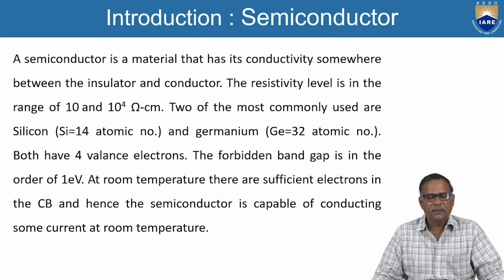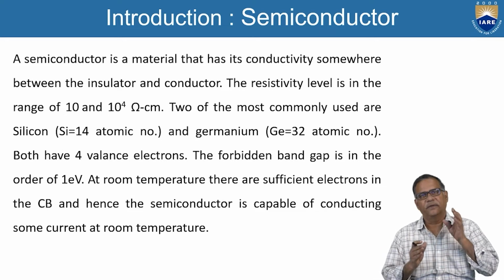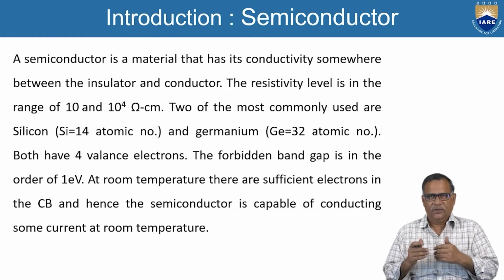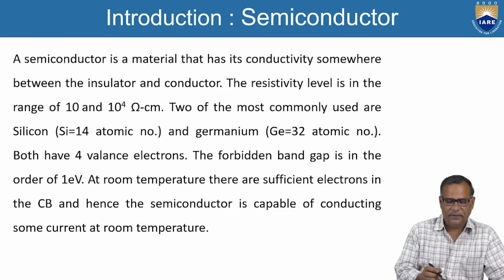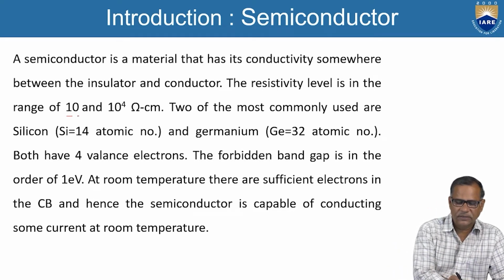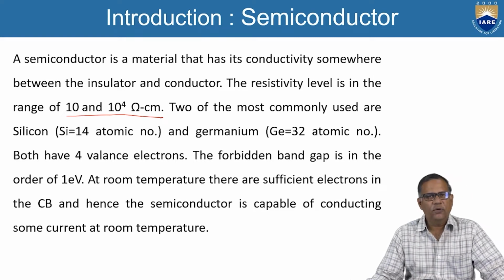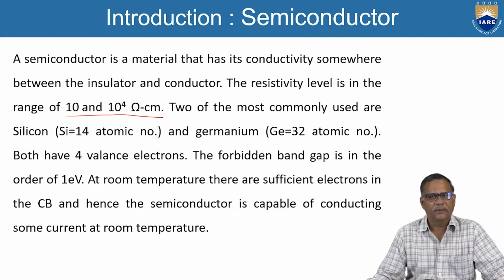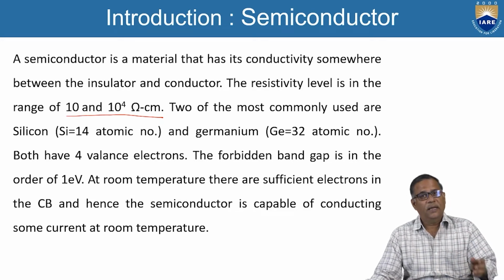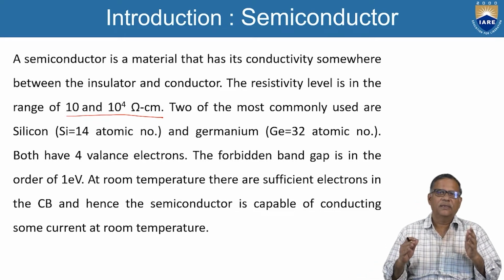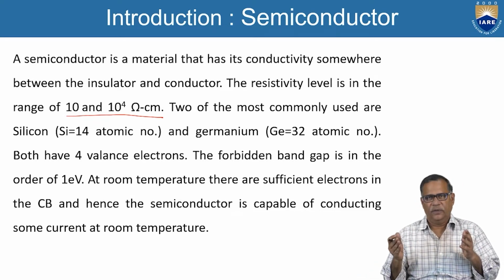Next, the third category of materials is the semiconductor. As the name indicates, it is in between the insulator and the conductor. The conductivity is between that of the insulator and the metal, and the resistivity is in the order of 10 to the power 4 ohm centimeter. The two most common materials used as semiconductors are germanium and silicon. Silicon has the atomic number 14, germanium has the atomic number 32, and both have 4 valence electrons.